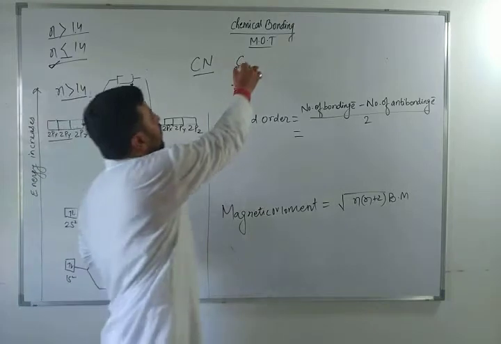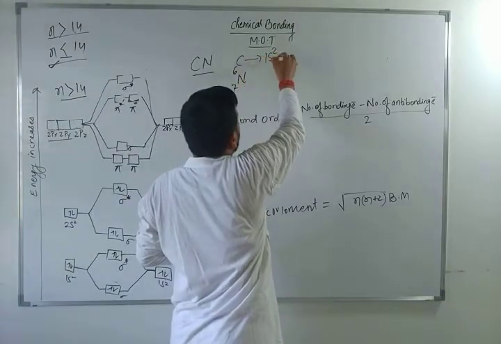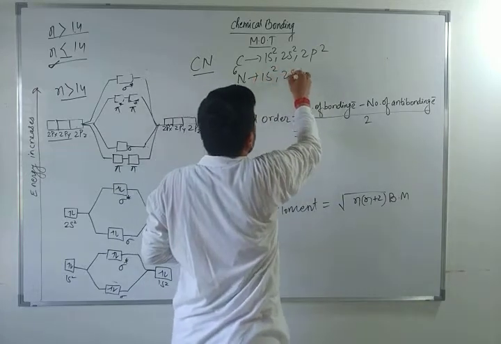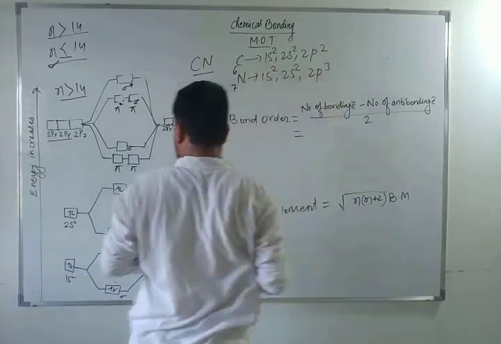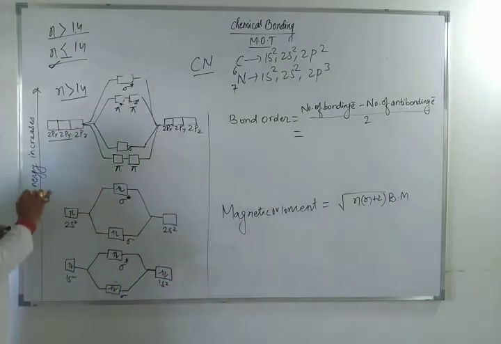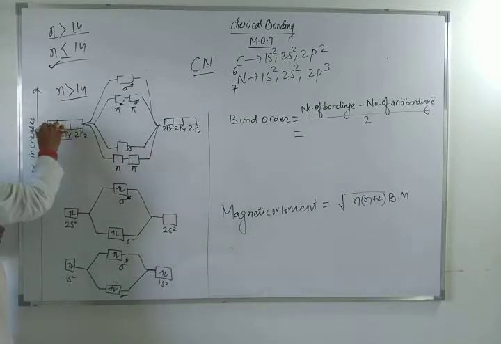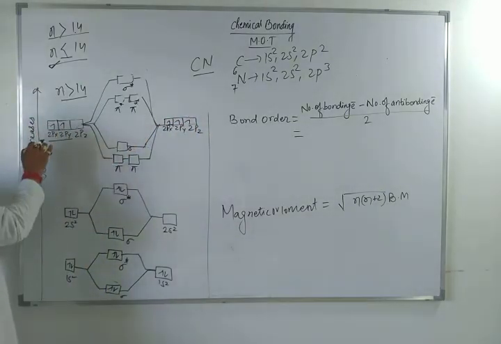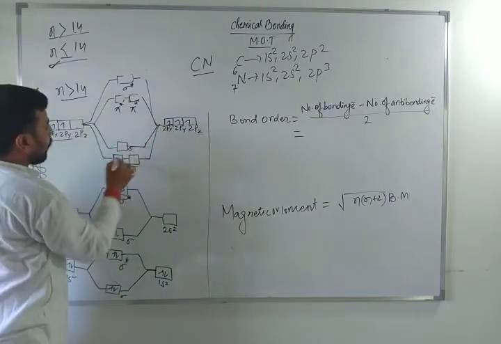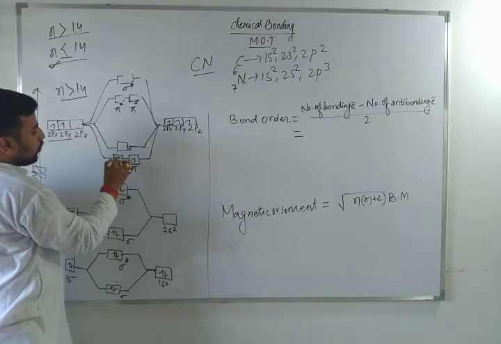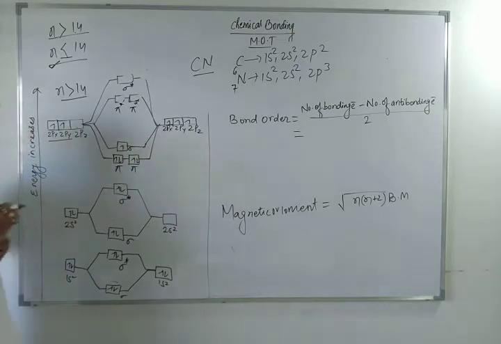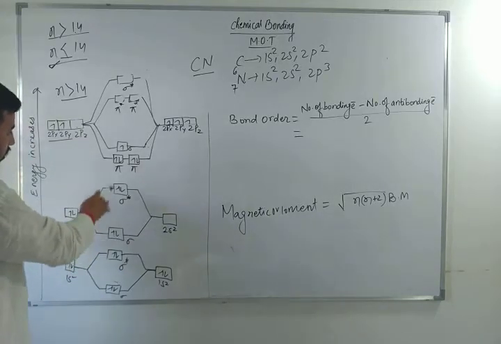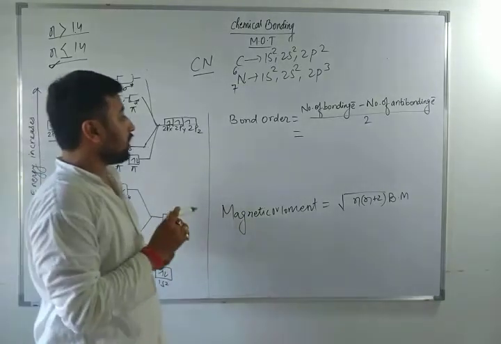Now the atomic number of carbon is 6: 1s2, 2s2, 2p2, and for nitrogen: 1s2, 2s2, 2p3. So 1s2 and 2s2 are the same, then 2p2 and 2p3. This is the nitrogen configuration, this is the carbon. So total number of electrons: 1, 2, 3, 4, 5. Okay. So the number of bonding electrons you can see: 2, 4, 6, 8, 9.